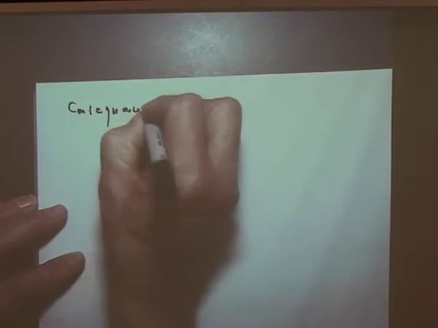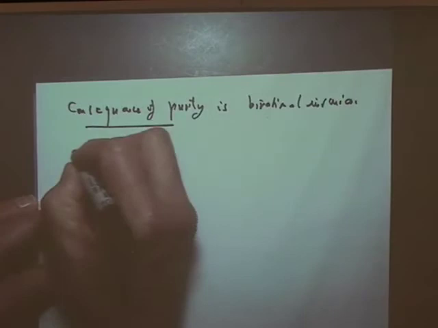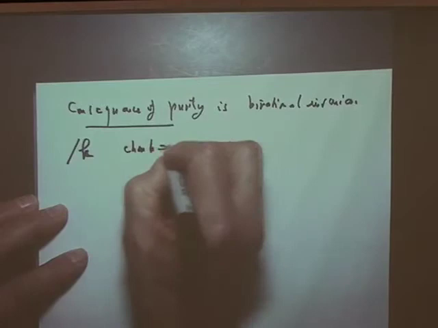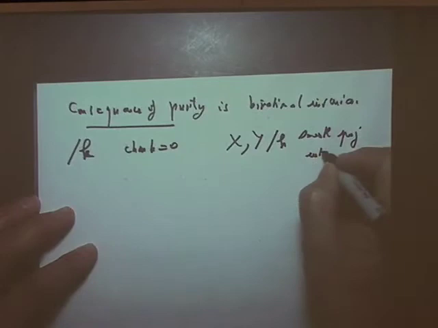Okay, so now, a consequence of purity is birational invariance. So I'm over a field K, and again, let me say the characteristic of K is zero, just to simplify the discussion. And I have X and Y, which are smooth, projective, integral K-varieties.